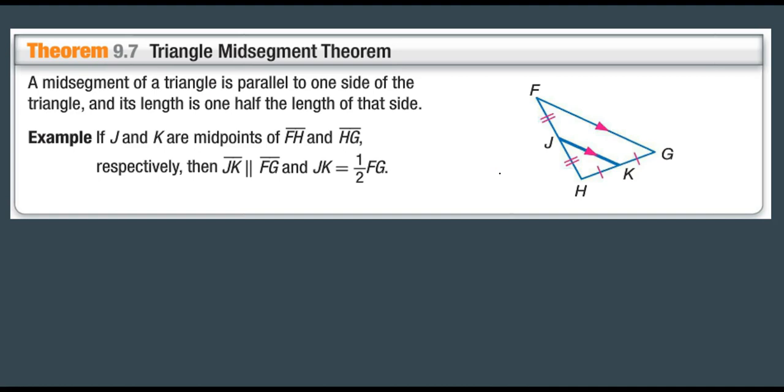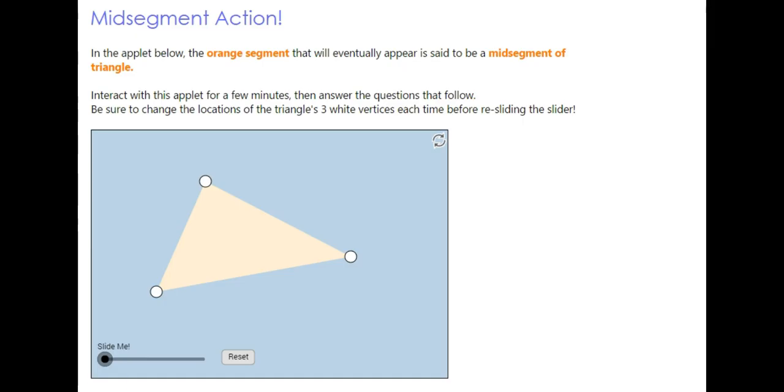A midsegment of a triangle is parallel to one side of the triangle, and its length is 1/2 of the length of that side. So in our case, if J and K are midpoints between F and H and G, then that would mean that JK is parallel with FG. And then we can say that JK is equal to 1/2 of FG.